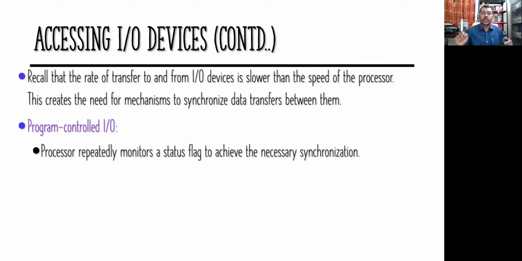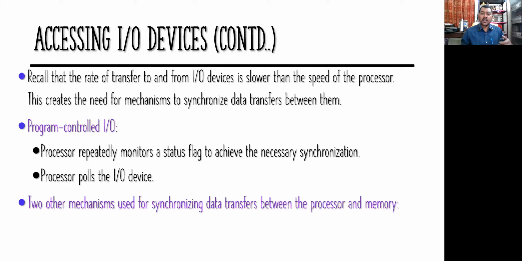repeatedly checks the status flag to achieve the necessary synchronization. Here it is already programmed. And the second type is where the processor polls the input output device. It goes to each one and polls, asking whether you are ready, whether you are ready, whether you are ready or not. So that is called the processor polling the input output devices.